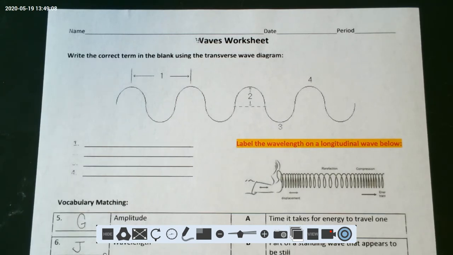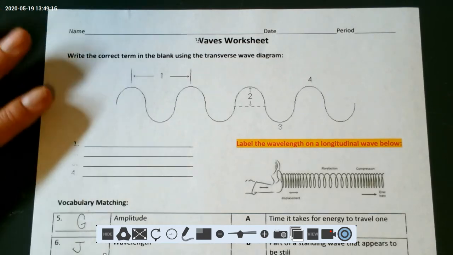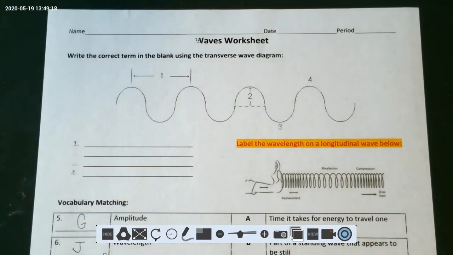Okay, so looking at the waves worksheet, we had 4 terms. I have a terrible printer right now. I'm almost out of ink, so bear with the missing spots in it. So we just wanted to know for each of the parts of the wave. So we did that in our notes the other day.